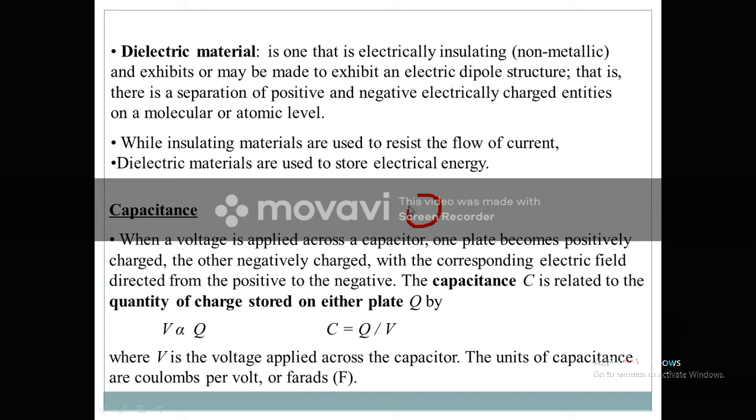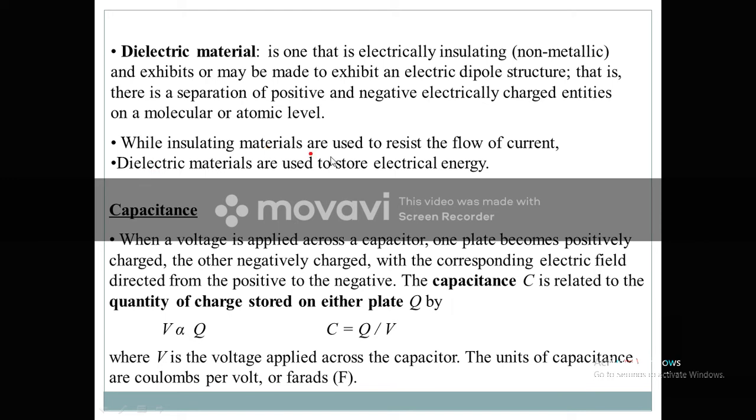Means we have the positive and the negative charges separated by a small distance. So we can say that it is a dipole and it is a property of the dielectric material. Okay, it may be at the molecular or atomic level. So we will discuss their types in detail later on.